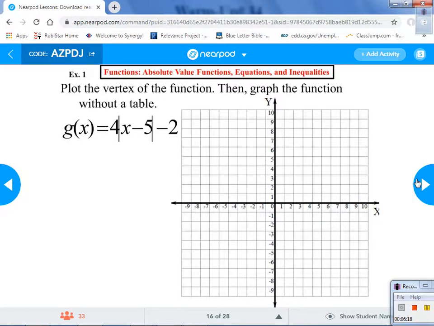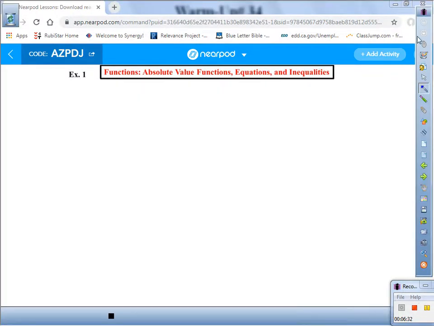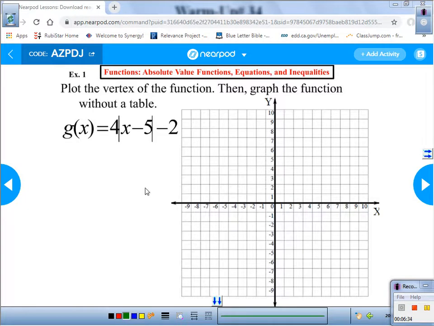Writing utensils down, look up to the screen. For this part, now that we know the transformations, we're going to start with the vertex. Now, here goes the idea with the vertex. Look up, please. We start with the vertex because the vertex takes care of the movement left to right, up and down in one point. So what is the vertex on this one? (5, -2). If I go to (5, -2), that took care of moving the original function 5 steps to the right, 2 steps down, just by placing the point of the vertex. Do you agree with that?